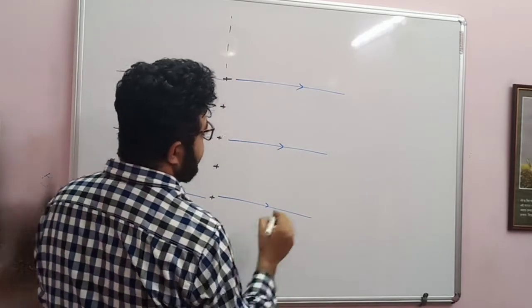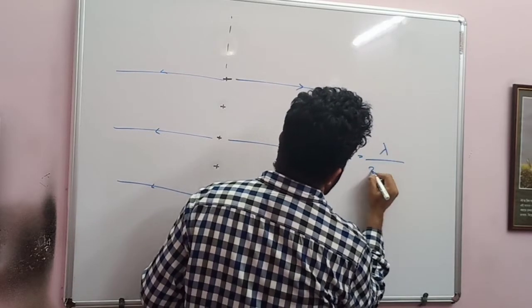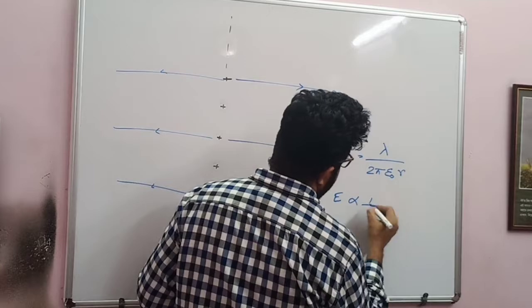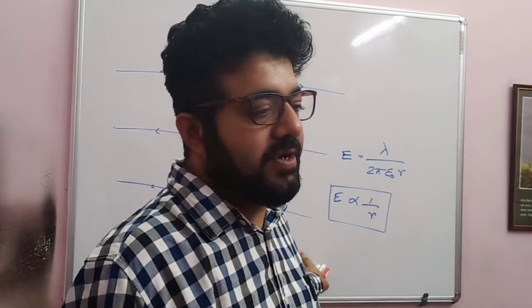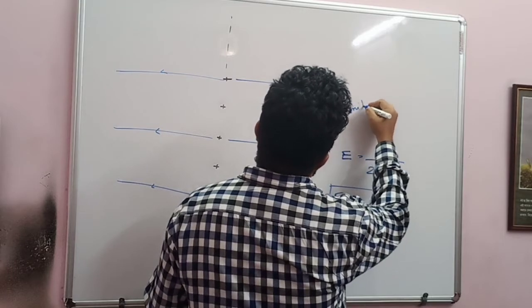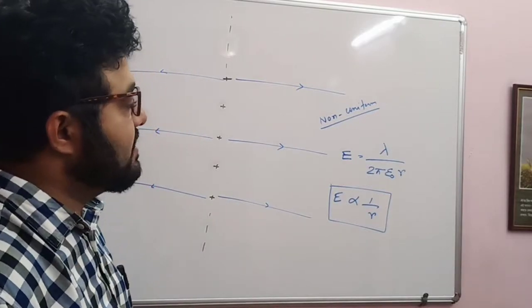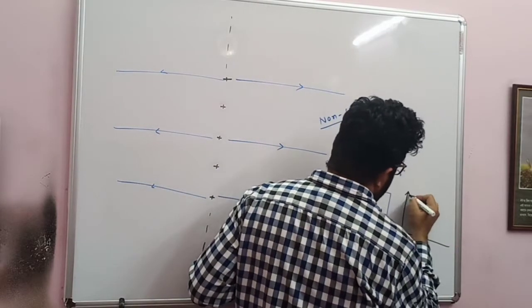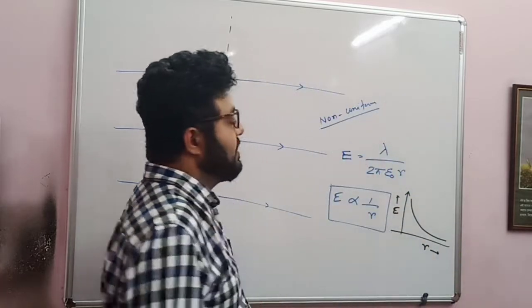So this is the direction of the electric field, and its value is lambda by 2 pi epsilon naught r. So electric field is inversely proportional to r. Here the electric field is non-uniform. This is the first thing, and the second thing is that, as it is non-uniform, you can also draw the graph of electric field versus position.